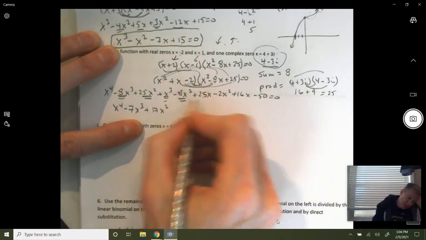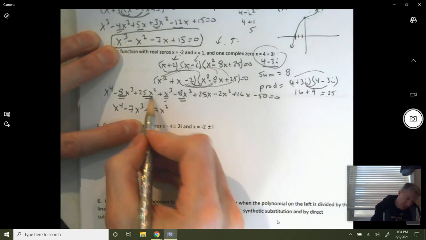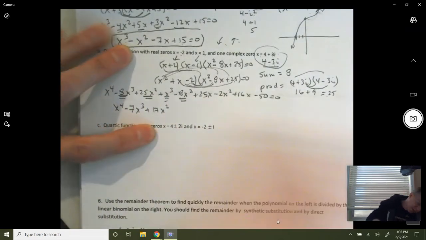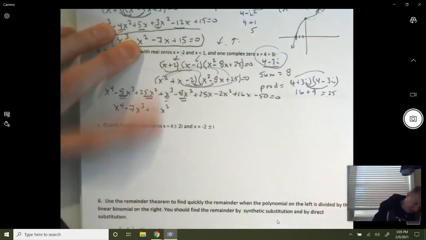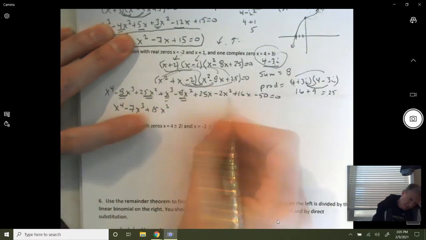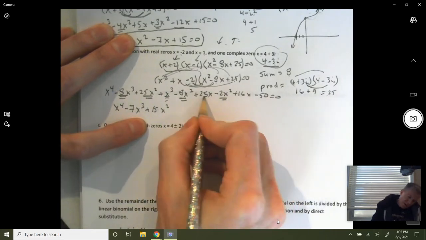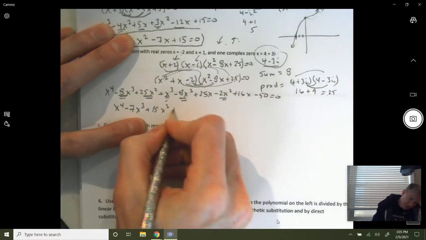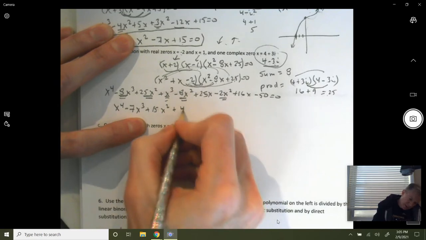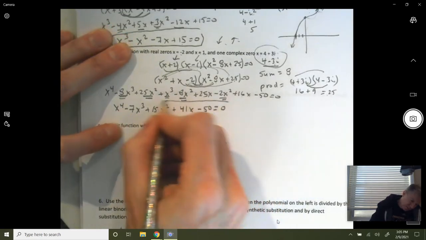And then I've got, did I miss something? X squared, and then minus 2x squared. So that's going to be plus 15x squared. 25, 23. Yep, that looks good. 25x plus 16x gives me 41x minus 50 equal to 0. So there's our quartic.